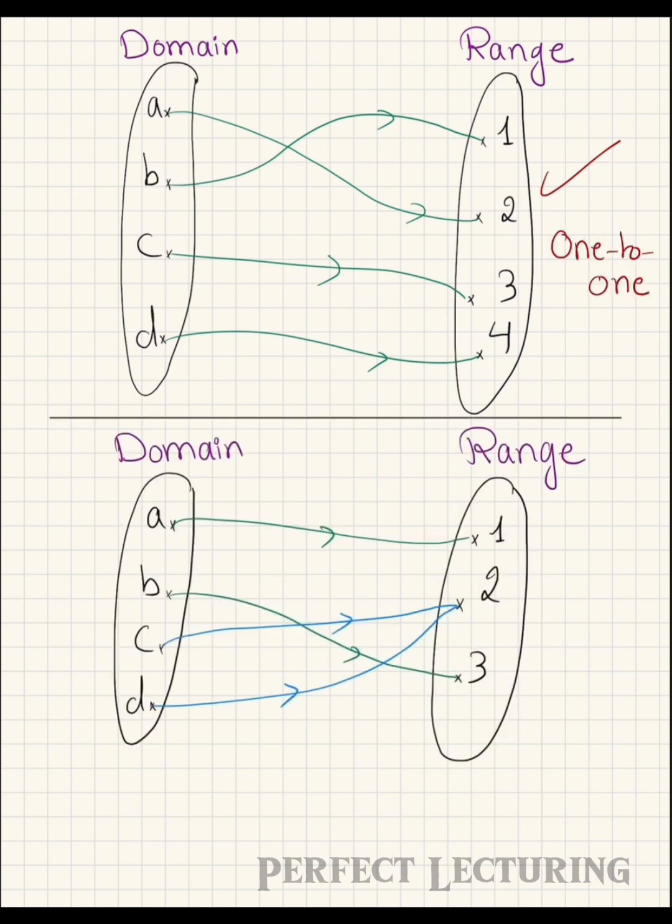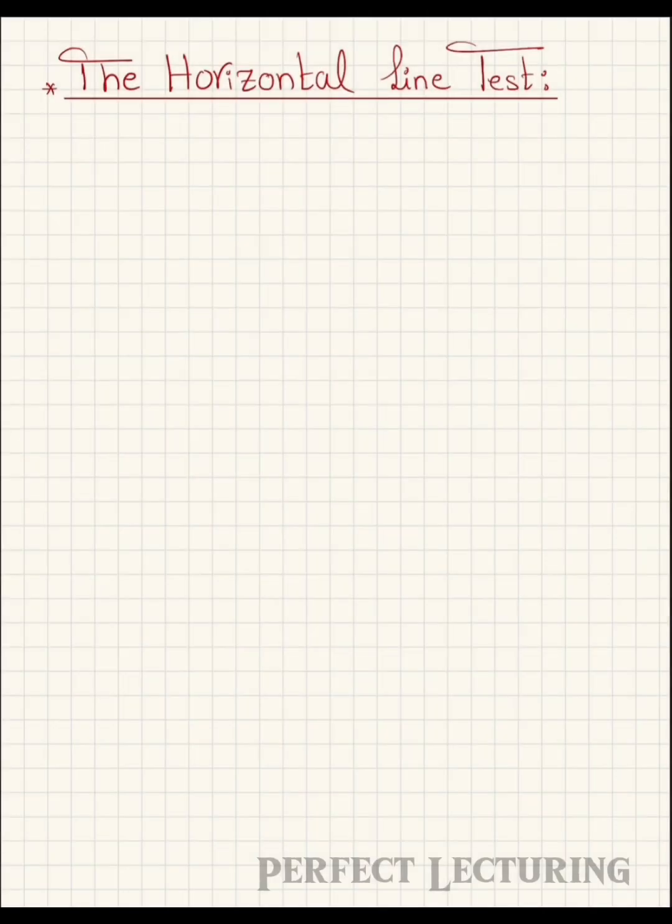What about this example? Is this a function? Yes, it is a function. But this is not a one-to-one function. Why? Because the output value 2 has two inputs, C and D, so this is not one-to-one. Now this is how we check whether a function is one-to-one or not, given diagrams like that. Is there any way to check whether a function is one-to-one or not if we have a graph? The answer is yes.